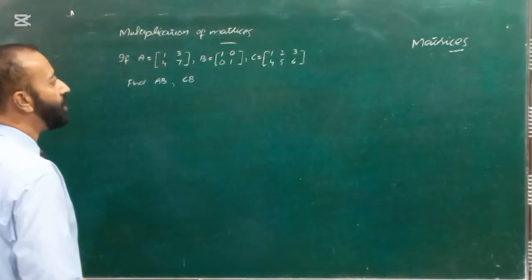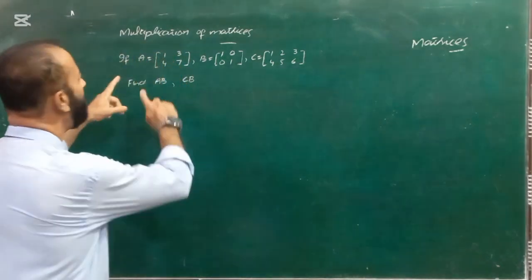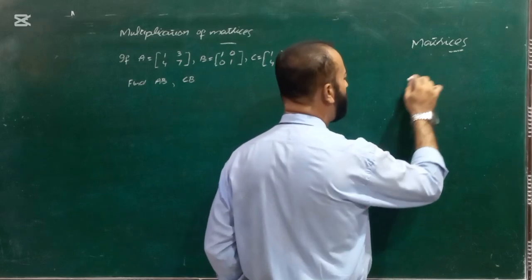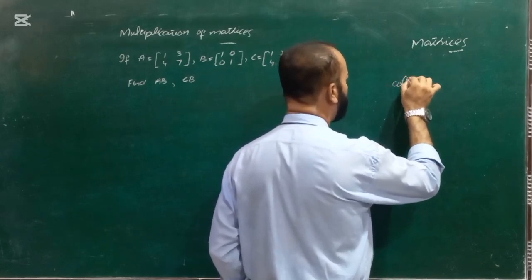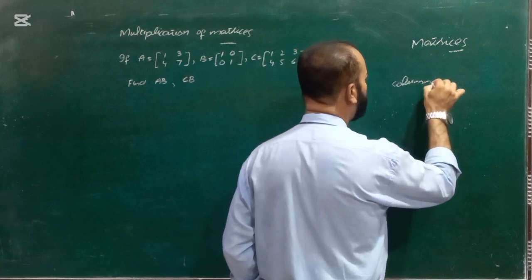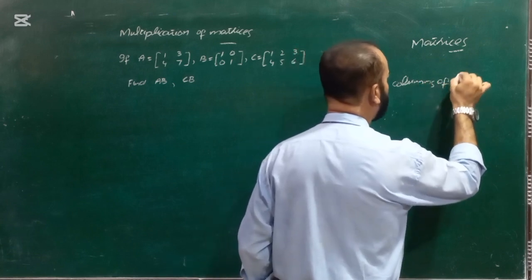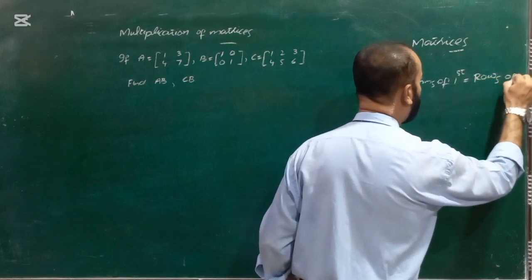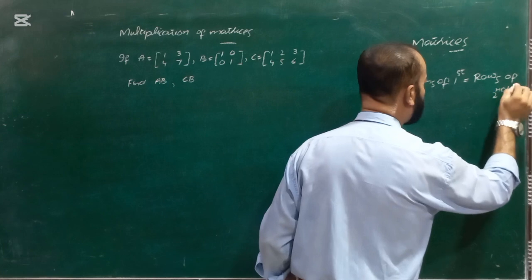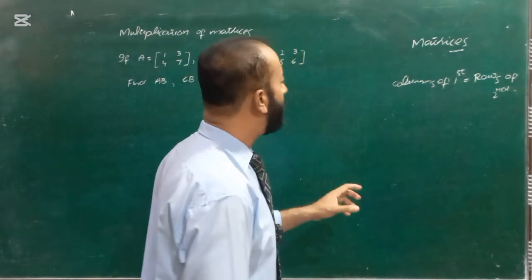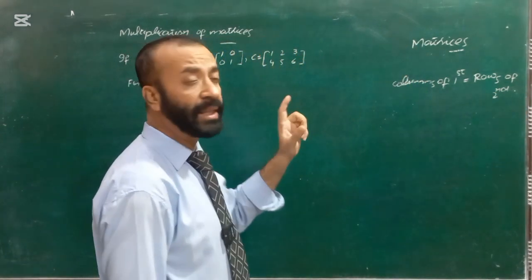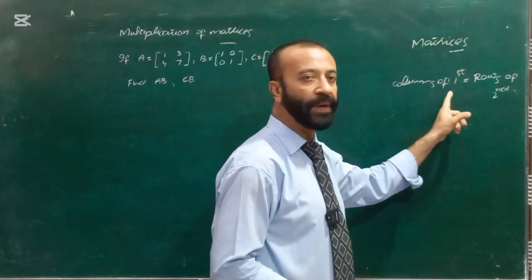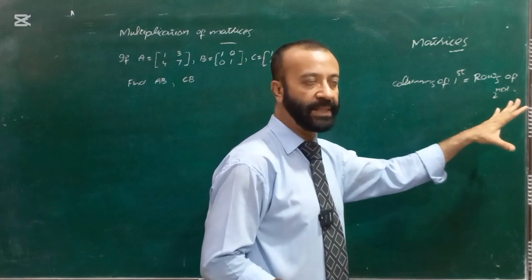The next thing that we are going to read in the topic of the matrices is multiplication of the matrices. So listen now, when two matrices are going to be multiplied, the columns of first should be equal to rows of second. If this rule holds, then the multiplication is possible, otherwise multiplication will not be possible. So listen again, the columns of the first matrix should be equal to the rows of the second matrix.